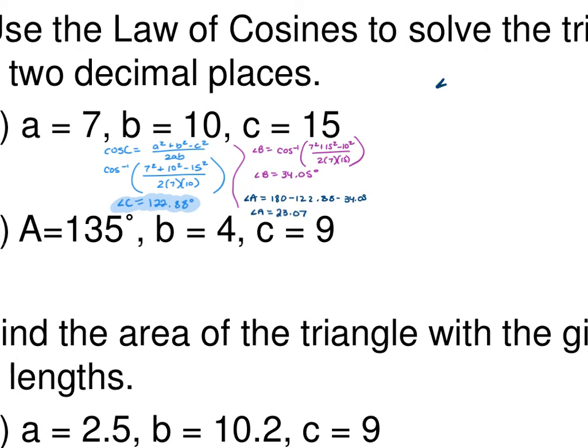So when you write your answer, you're going to write them in order for me, 23.07 degrees, 34.05 degrees, and 122.88 degrees. Questions?